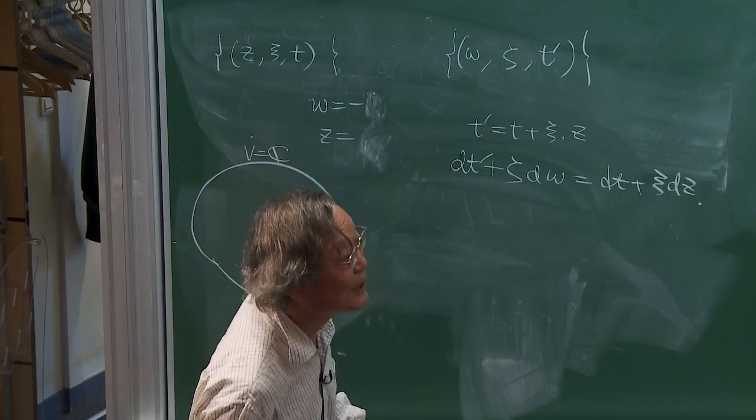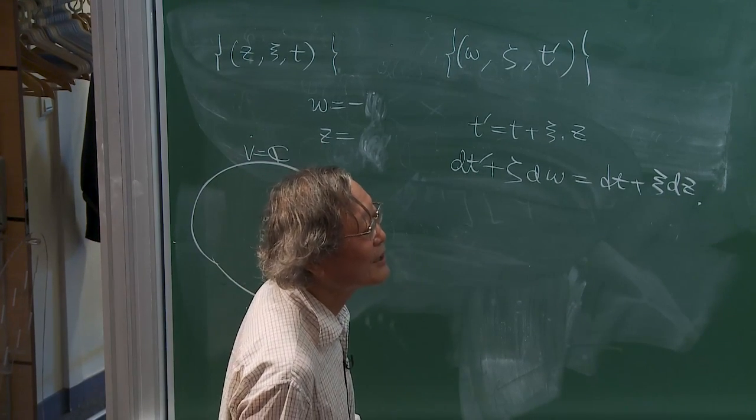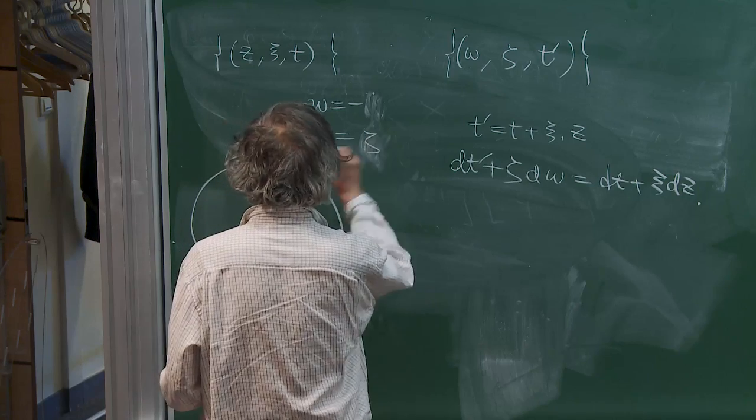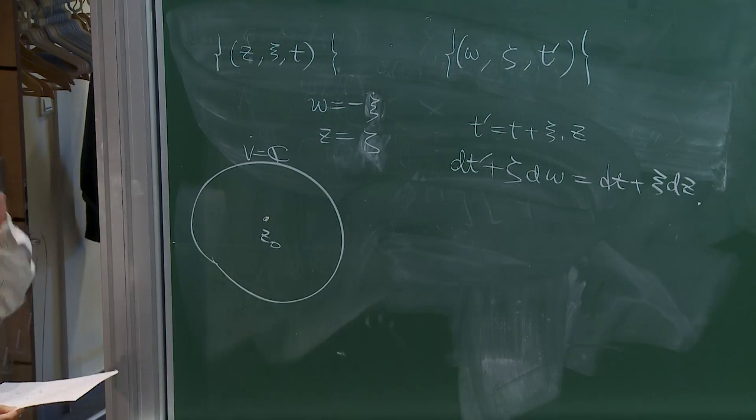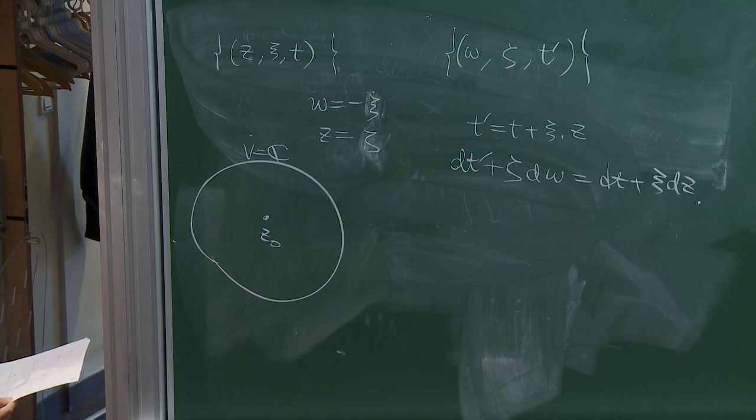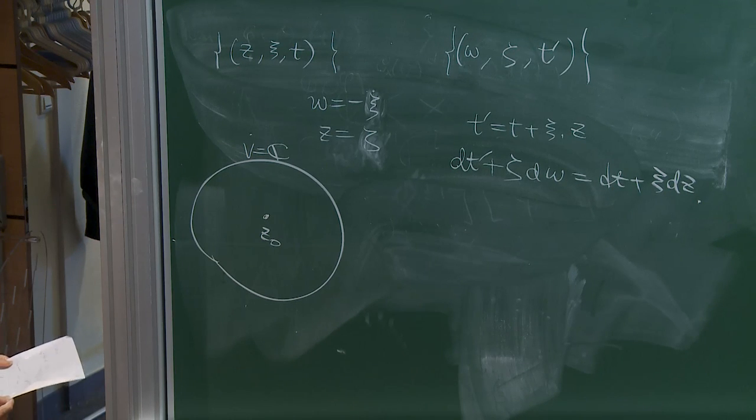W is z equals zeta. W is minus xc. I'm sorry. I think it's correct, but anyway.